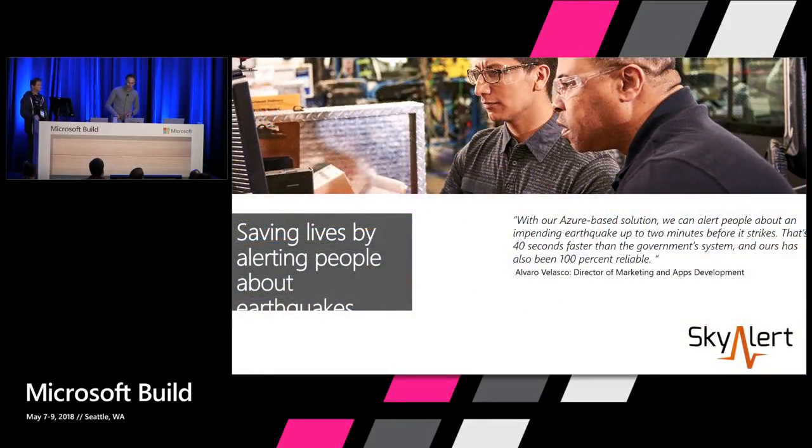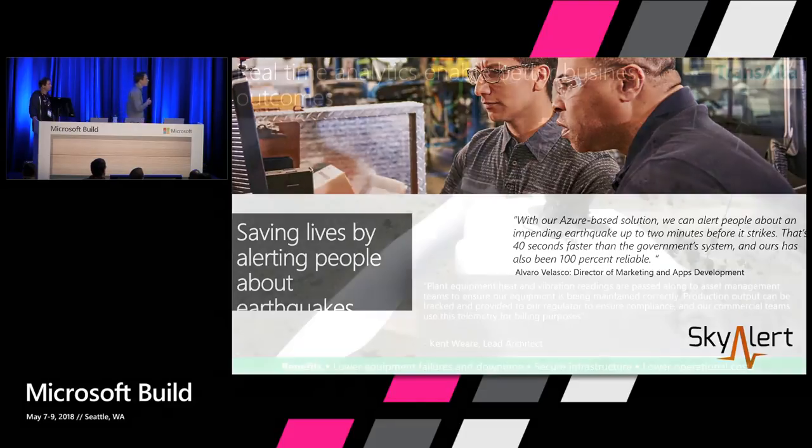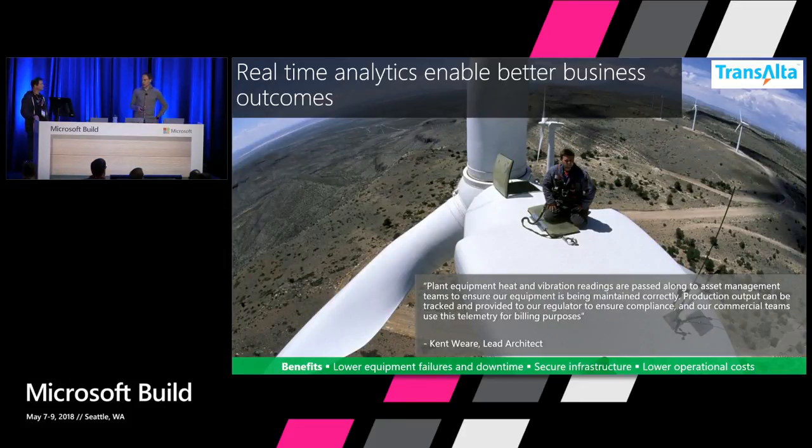We work also with Sky Alert. Sky Alert detects earthquakes up to 40 seconds faster than the government system. It's backed up by Azure and Azure Stream Analytics. In utilities, we also work with TransAlta, so they use Stream Analytics for maintenance and remote monitoring of wind farms.